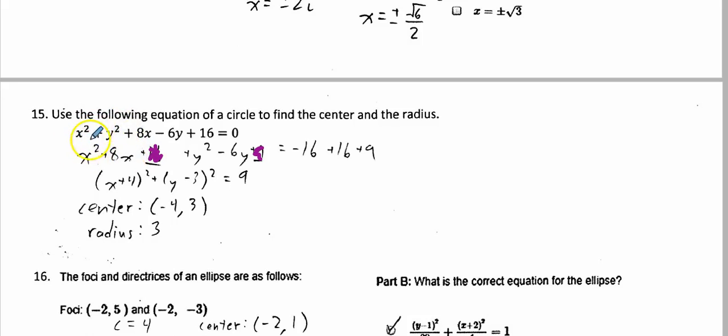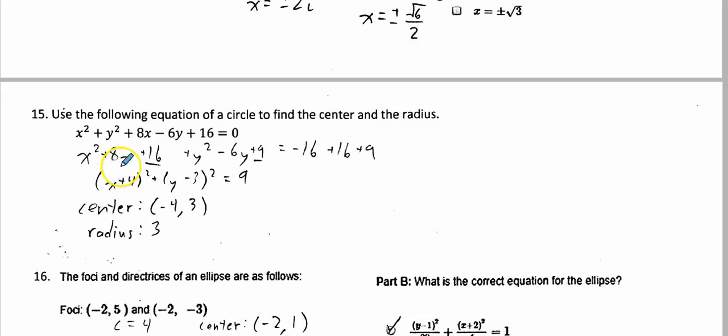Once you have your x part set up, and remember there can't be a number in front of the x squared. If there is, you have to factor it out. You take half the middle number and square it. So half of this squared is 16, and that's where that number came from. For the y's, I did the same thing. Half of this is negative 3, squared is 9. So add that to both sides of the equation.